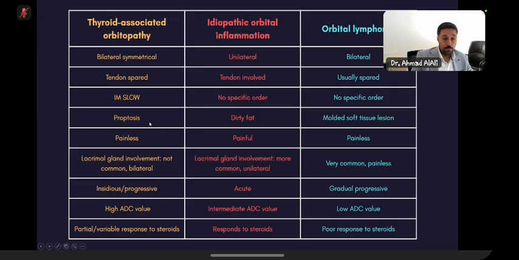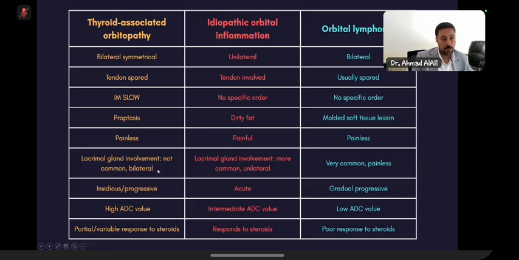Thyroid orbitopathy causes proptosis, while pseudotumor causes dirty fat, and orbital lymphoma causes a molded soft tissue lesion that goes around the structures in the retroorbital space. The only one that is painful is the pseudotumor. Lacrimal gland involvement happens in all of them, but it's more common in the orbital pseudotumor and in lymphoma. Thyroid orbitopathy is less likely to involve it.